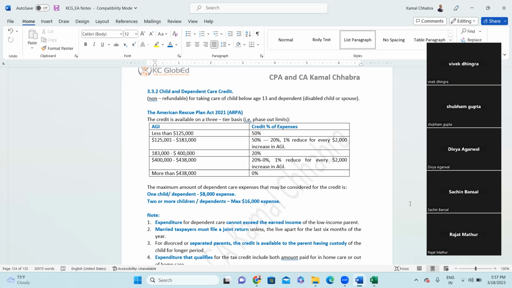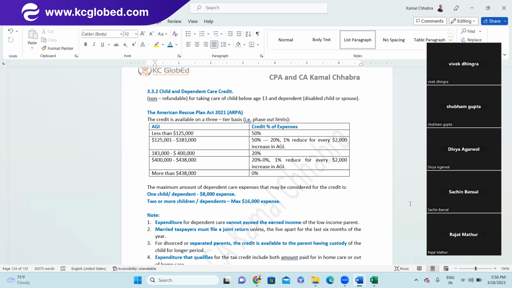This benefit is available for these three categories. One is your child less than 13 years, second is the person who is dependent on account of disability, or maybe he or she is your spouse. Right? Under the American Rescue Plan Act 2021, the credit is available on a 3-tier basis, that is, you can say phase out limit. So if your AGI is less than $125,000, then 50% of the expenses which you have incurred on the child and dependent care, you can claim as a tax credit.